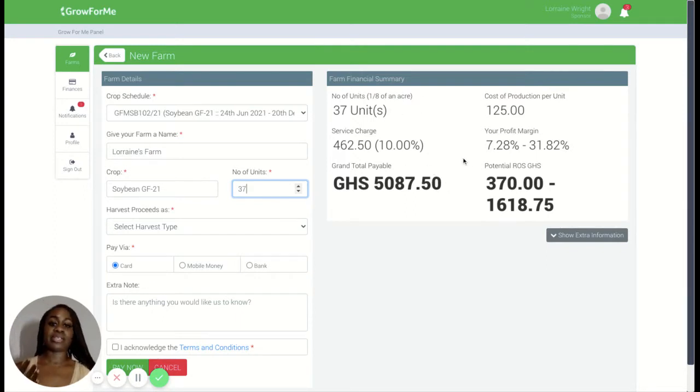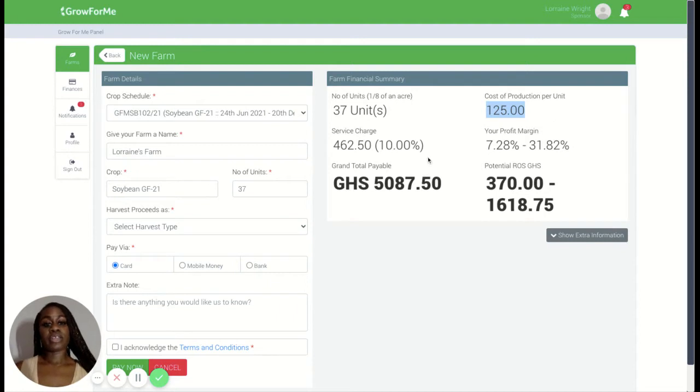Or rather, maybe in your mind you said you wanted to sponsor a certain number of acres, for example 20 acres. You will then calculate that, select how many units, and then you will see all the information on the right hand side. So for this example, where I am selecting based on the budget that I have in mind, you would see that the cost of production per unit for this particular cycle of soybeans is 125 cedis per unit.